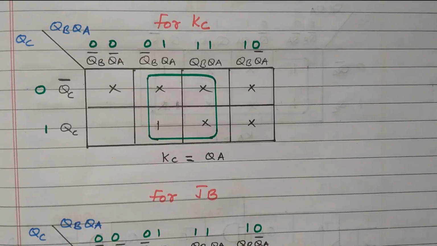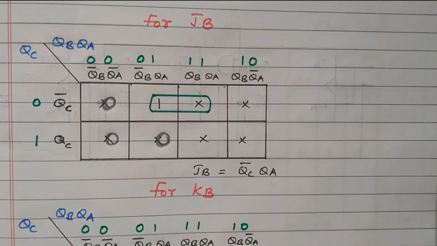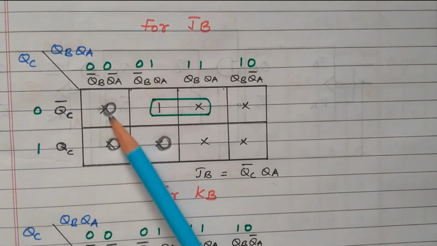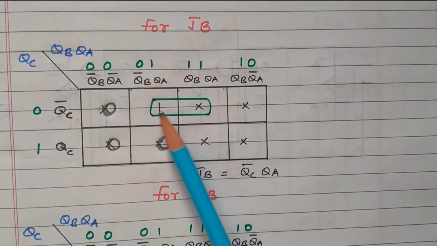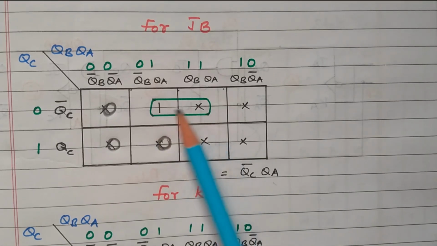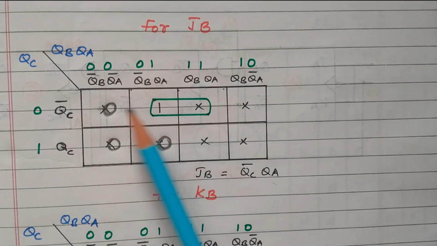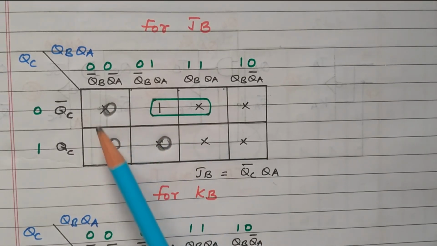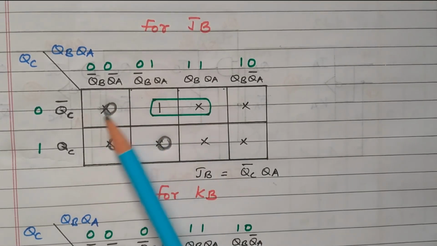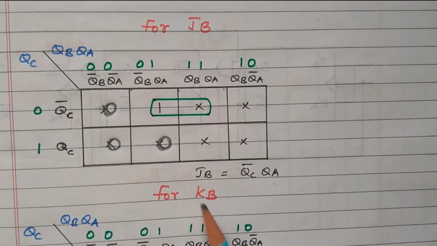So a small correction in the JB, right? The JB does not have all 8 cells available. So these 3 are zeros, only this is 1, the remaining 4 are cross marks, don't care conditions. So we are combining only these two, there are no other possibilities available, right? These 3 are 0, not X mark. Previously I marked them as X, it is not correct. These are all 0. So we are not able to combine all 8 cells. So we got QC bar and QA.